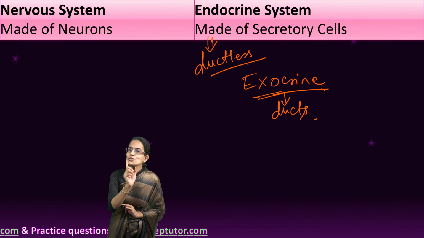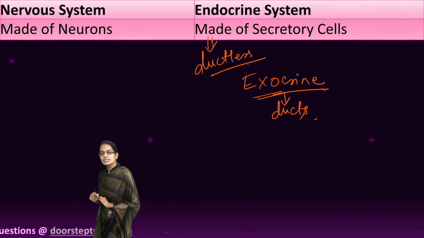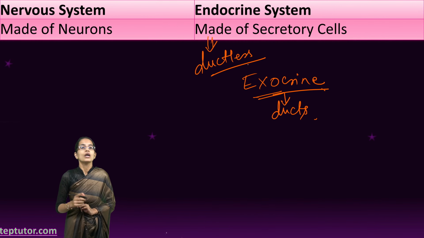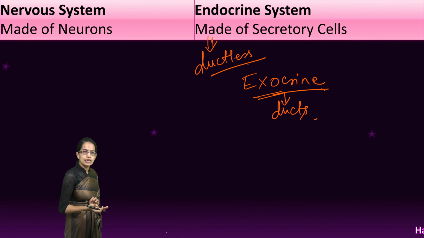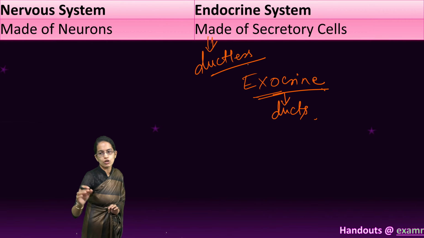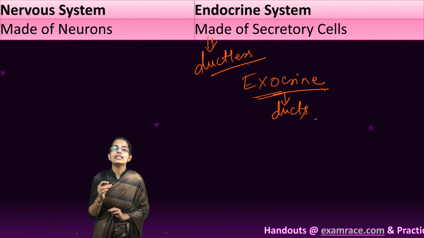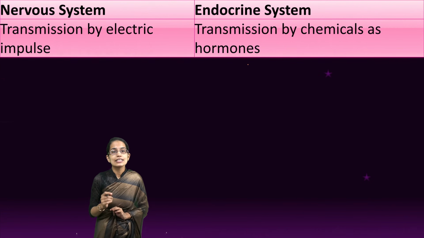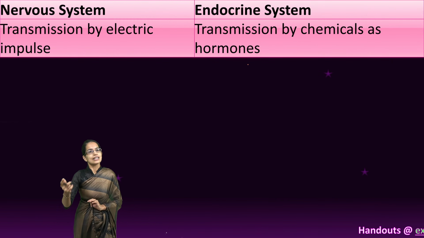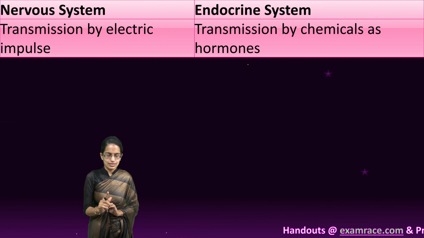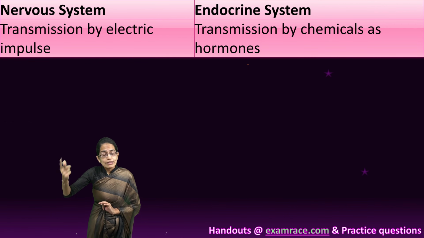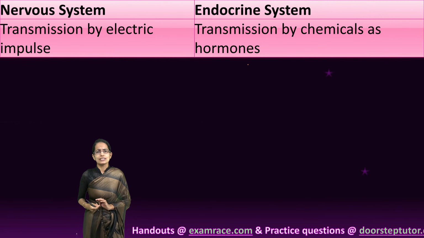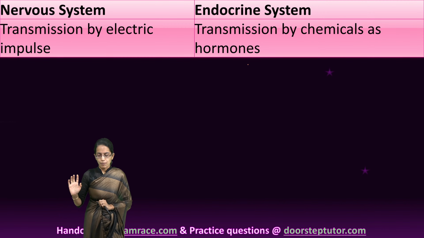So, when it comes to differences between the endocrine system and the nervous system, the first difference is that in the nervous system we have a series of neurons. However, in the endocrine system, since they are ductless, there are secretory cells and they secrete directly into the bloodstream.